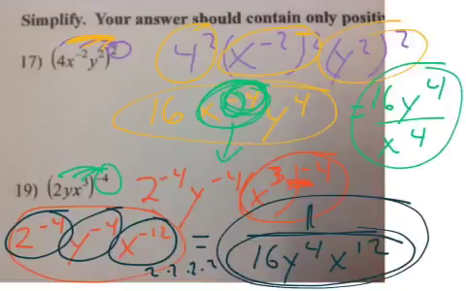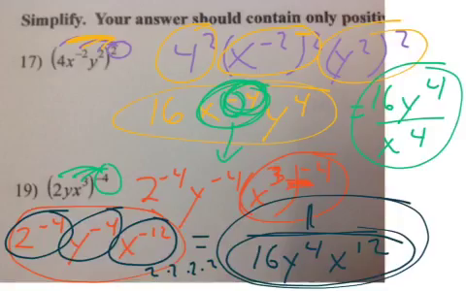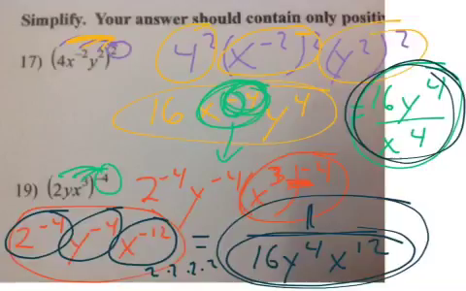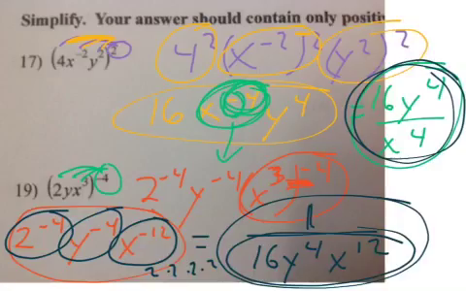So let's check these two answers for 17 and 19. On 17, look right there, we're supposed to get 16y to the 4 over x to the 4. And that's what we got there. On 19, we are supposed to get 1 over 16 y to the 4 x to the 12. And what do you know? There it is there again.